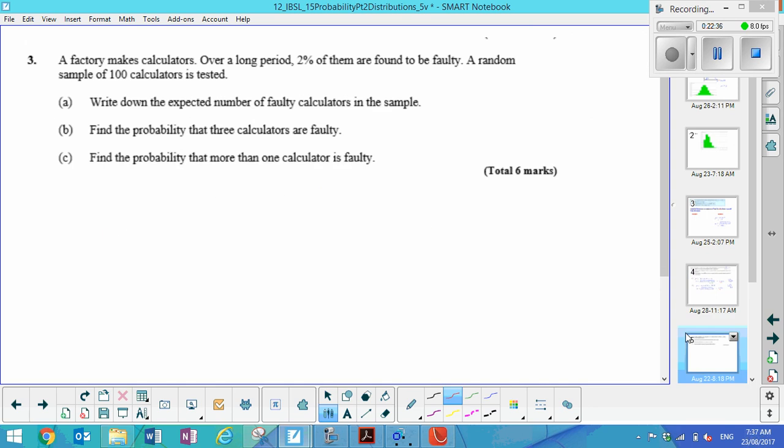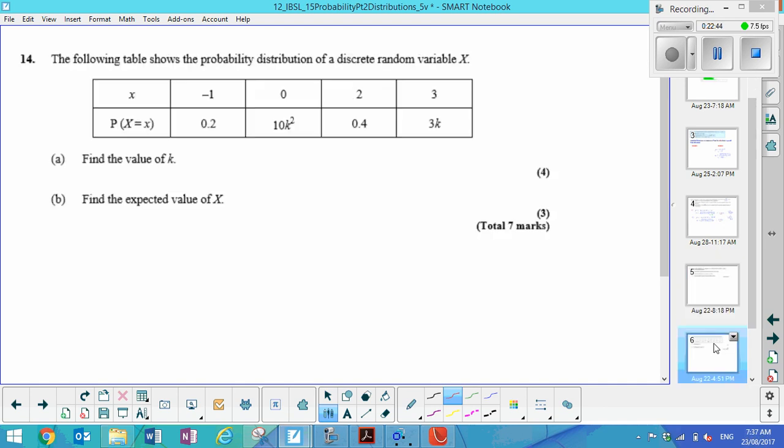Okay, what we'll do in class is have a look at this example. This is one of the IB questions, number 3, that we'll look at when you get the sheets. And we'll also have a look at another one as well. So thanks for listening and looking forward to seeing you in class.